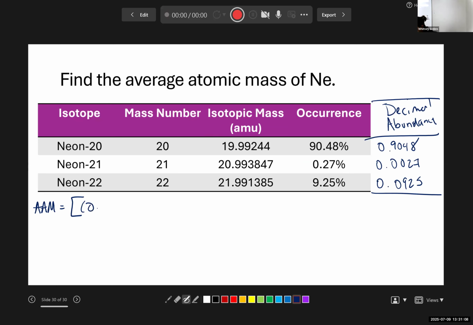So 0.9048 times 19.99244. Don't round until the very end. And I put it in brackets because I just want to make sure I know this is neon 20. Okay, and then when it says sum, you're adding them all up.